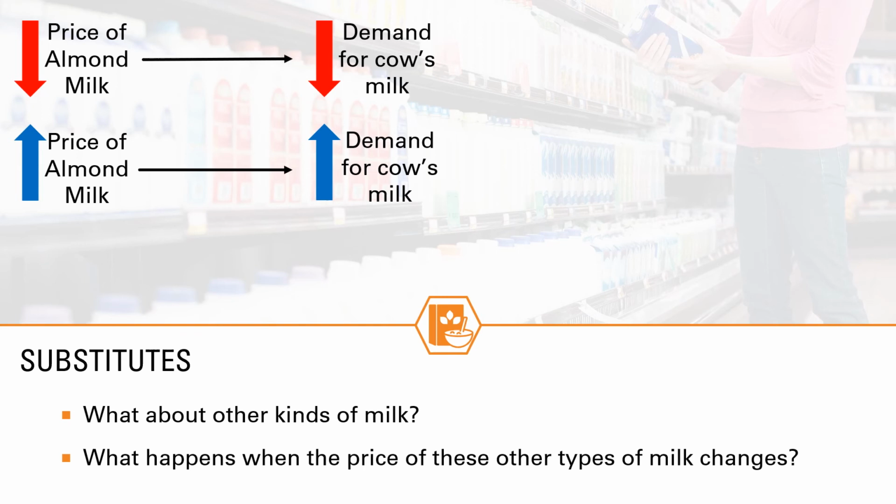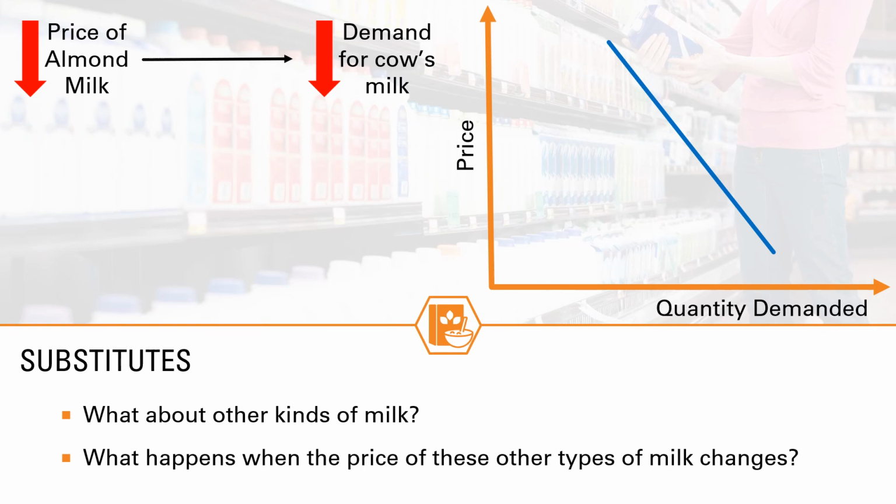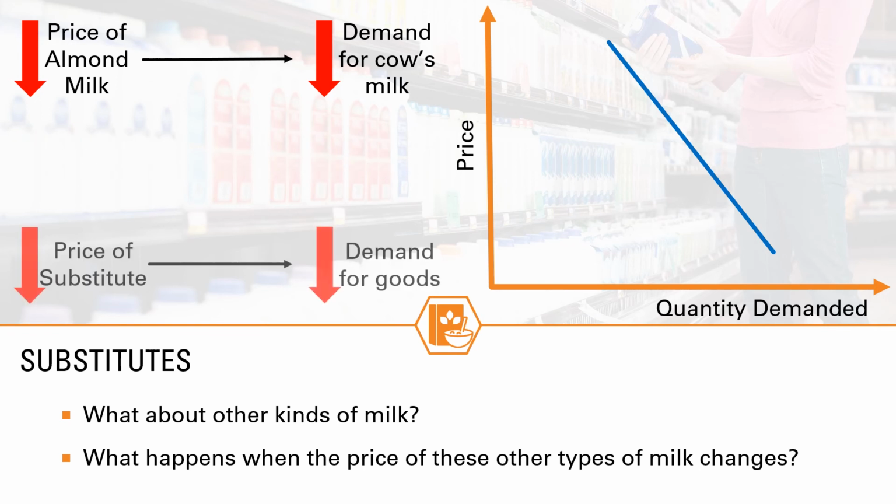So again, let's look at this graphically. Here's our demand curve again, the blue line, our original demand curve. We'll look first at what happens when we decrease the price of a substitute. So we decrease the price of almond milk, which is a substitute, and we saw from our analysis that the demand for cow's milk goes down. And again, if demand goes down, that means we shift to the left.